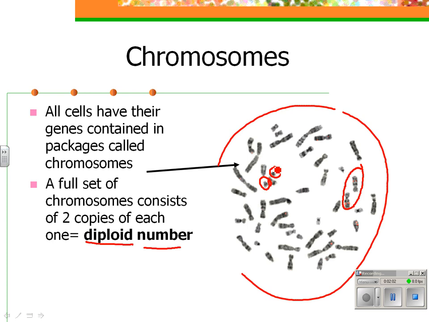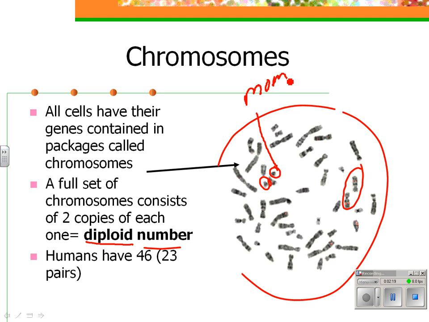There are 46 chromosomes here, because this is a set of human chromosomes. Humans have 46 chromosomes and 23 pairs. One of these pairs came from your mom. One of these pairs came from your dad. They use the word maternal chromosome and paternal chromosome for mom and dad. So you can do that for all those chromosomes there.